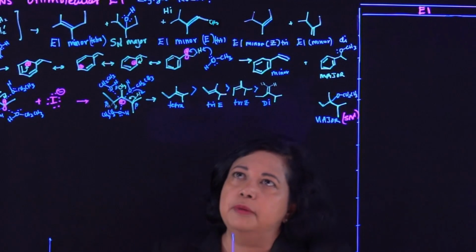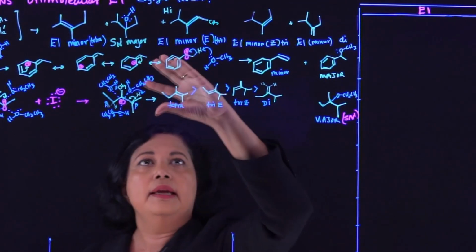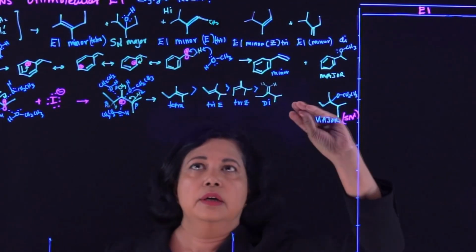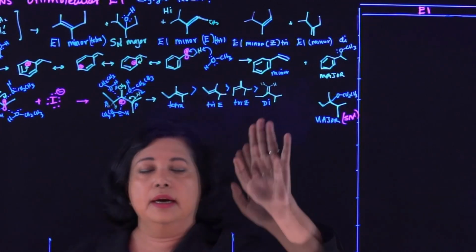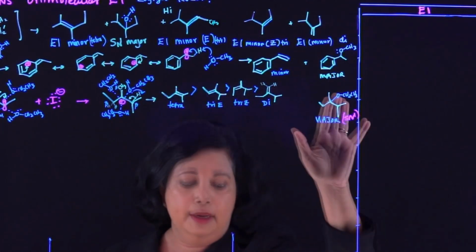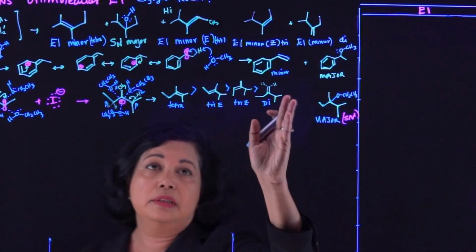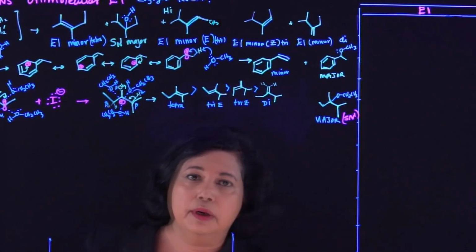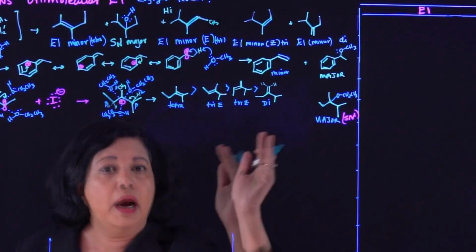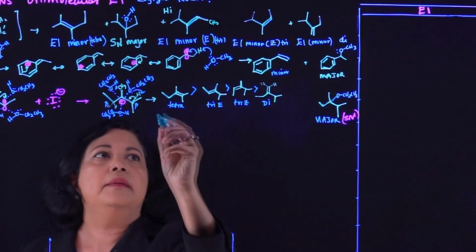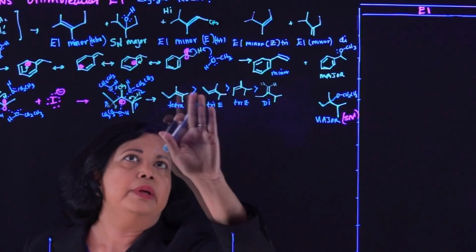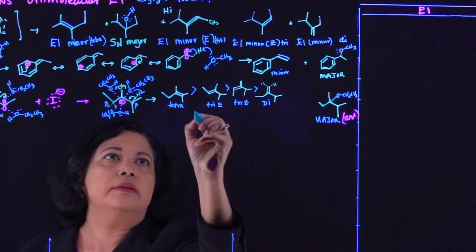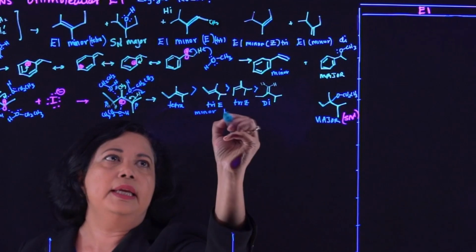Typically, Zaitsev products would fall into a gradation like this, going tetra to tri to di, major to minor. So this might be like a percent or two. These might be a little bit more, but you would get most amount of the tetra. So these are all minor, but within the minor, you would have more of this and this and this. So these are all minor E1.